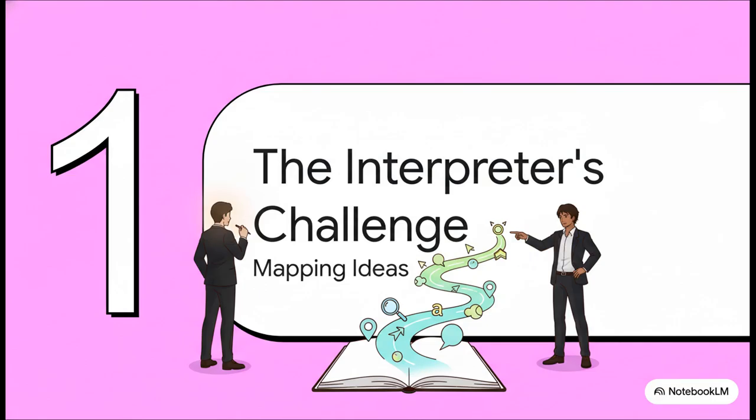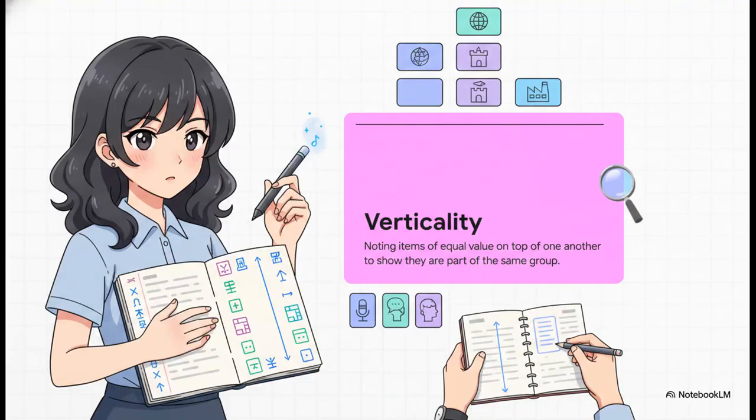Okay, so first up, understanding the interpreter's challenge. The very first thing you have to get your head around is that an interpreter's notepad isn't a script. Not at all. Think of it more like a map of ideas. It doesn't tell them exactly what was said word for word. Instead, it just reminds them of the journey the speaker's argument took. And the first rule of this map is all about direction. This foundational principle, which was first really laid out by an interpreter named Jean-François Rosen, is called verticality.